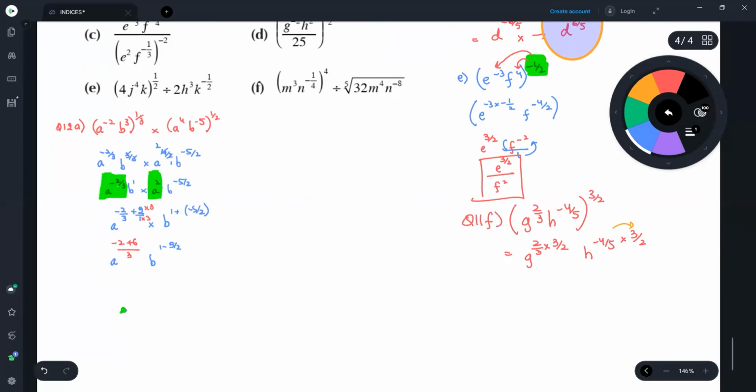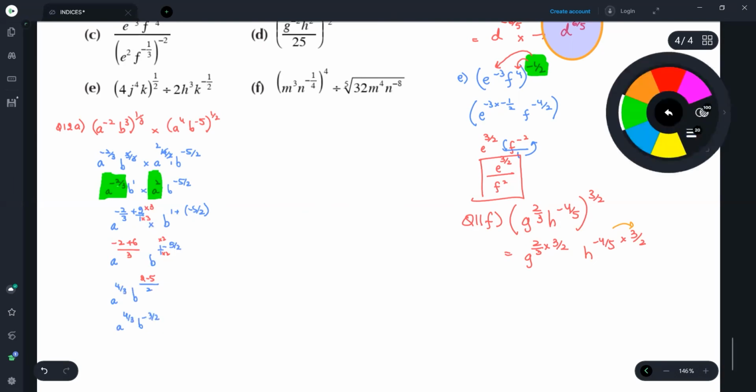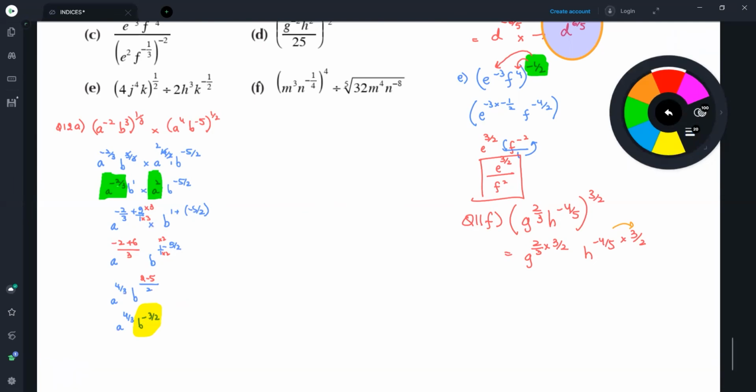And then the next part, a is going to be 4 over 3, and b is going to be, can you take out the LCM, please? The LCM is going to be 2, and 1 times 2 is 2, and minus 5 upon 2 is minus 3 upon 2. Very good. And can I say it is a raised to power 4 over 3 and b raised to power minus 3 over 2. And now, Abhiyav, can I say that this is a negative index? No, sir, this will be positive index.